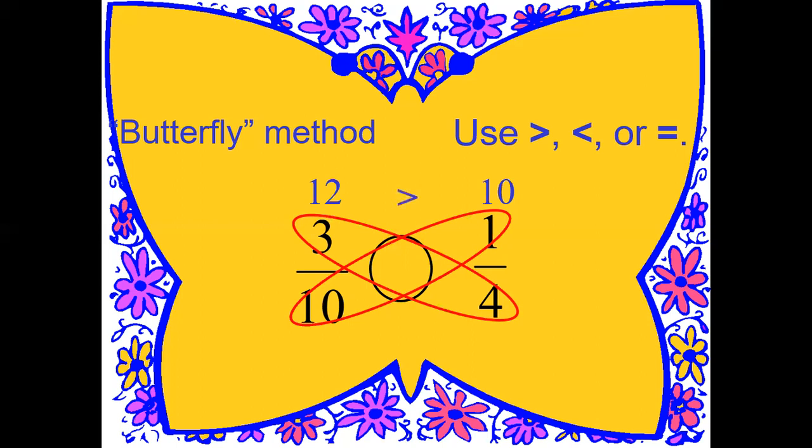So 3/10 is greater than a quarter. All right, and as you can see again, my alligator is eating the greater number or the bigger number, which is 12, or as we said, 3/10.